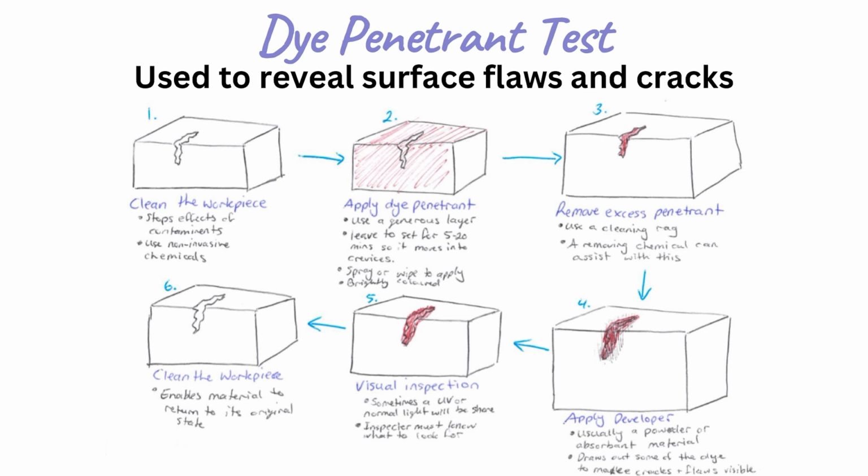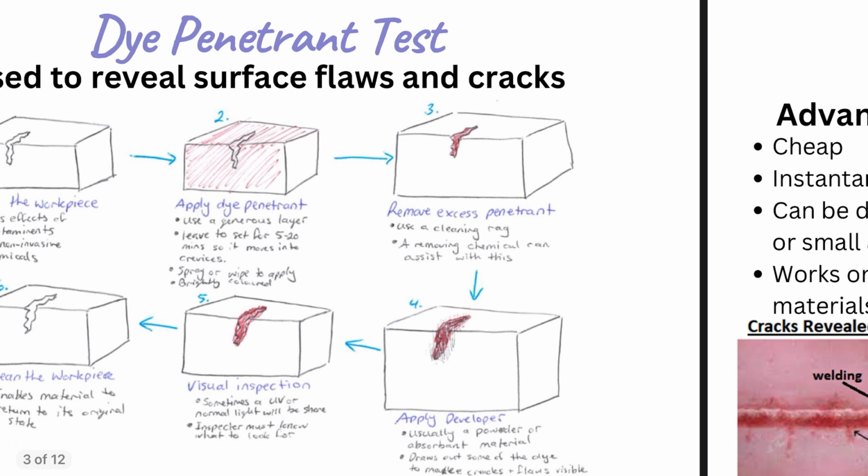Sometimes a UV light or additional light will be shone onto the material to help the dye stand out a bit more so it's easier to see in the inspection. You have to have an inspector who knows what to look for for this to be effective. And then after that, you want to clean the workpiece, and this enables the piece to go back to its original state without being impacted.